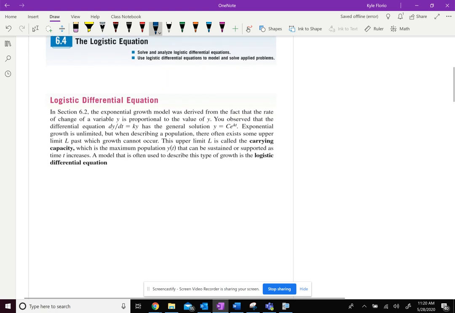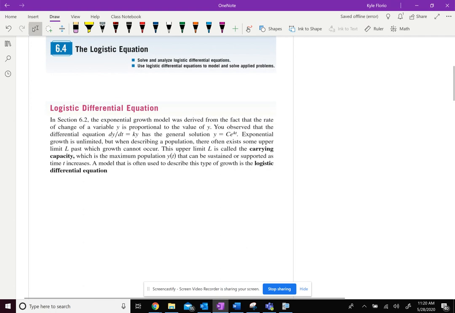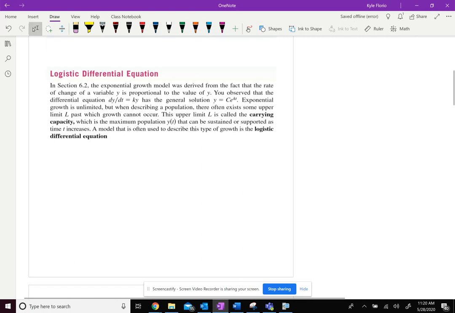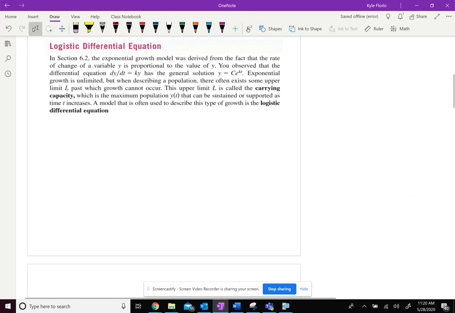This is section 6.4, the logistic equation. So our goal is going to be to solve and analyze some of these differential equations and then use it to answer questions and solve applied problems. So what is the logistic differential equation? Some call it limited growth, and I'm going to send you some other videos that have more on it.